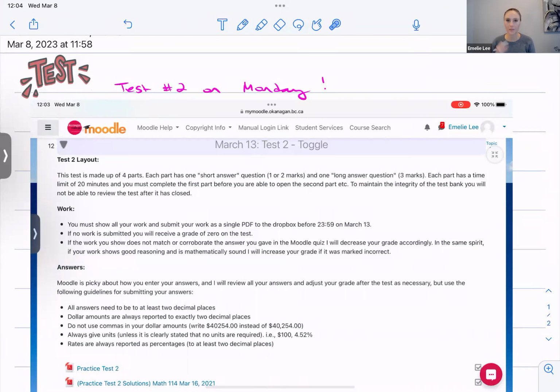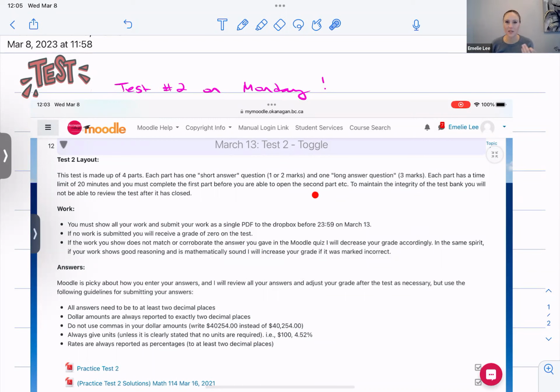So long answer, a little bit more thinking, right? Maybe a timeline or something like that. Each part has a time limit of 20 minutes, okay? And you must complete the first part in order to move on to the second part. That's the reason I didn't want to do that for test 1, because there were so many different types of questions. I wanted you to be able to scroll around and pick the one you felt comfortable with. But for these ones, they're all basically similar, so you'll have to move through them chronologically, okay?